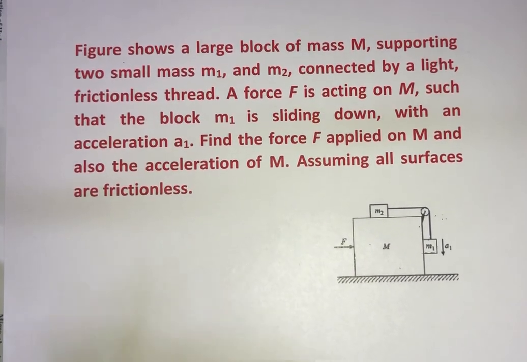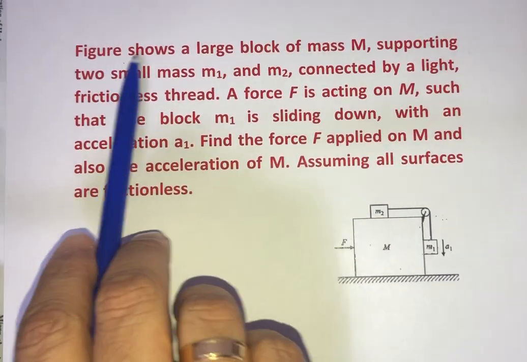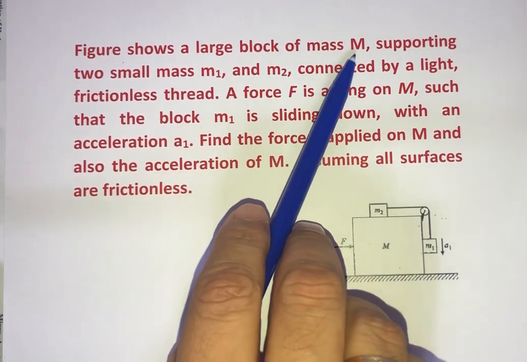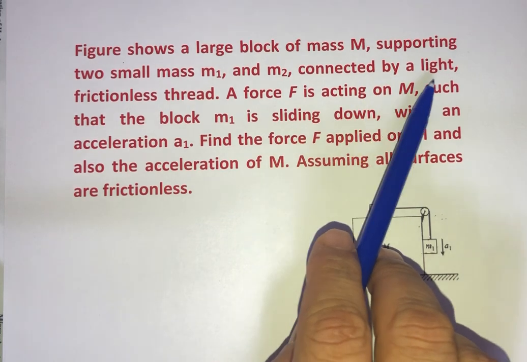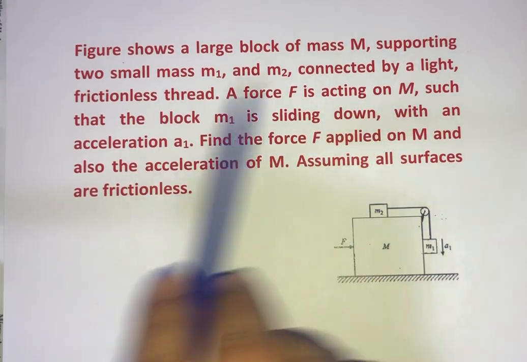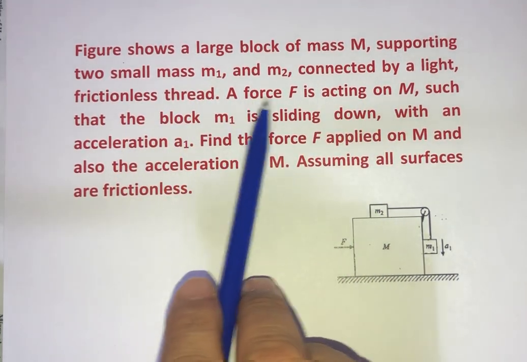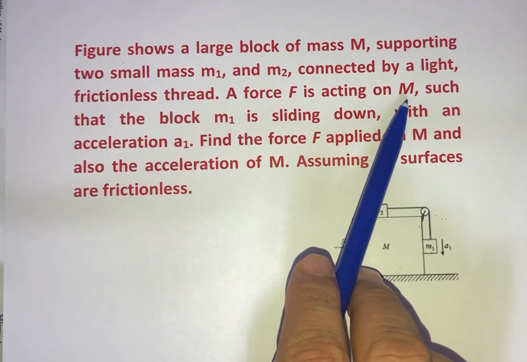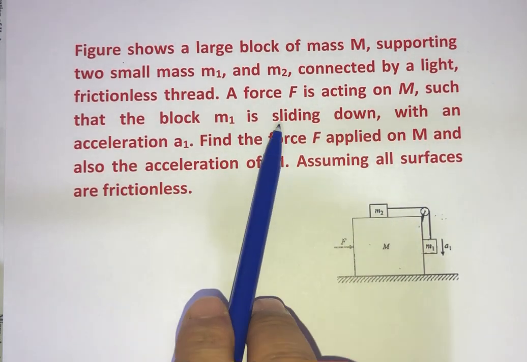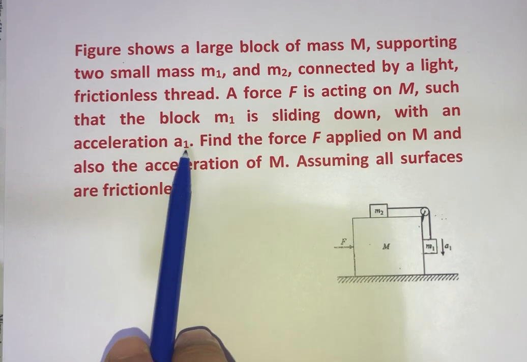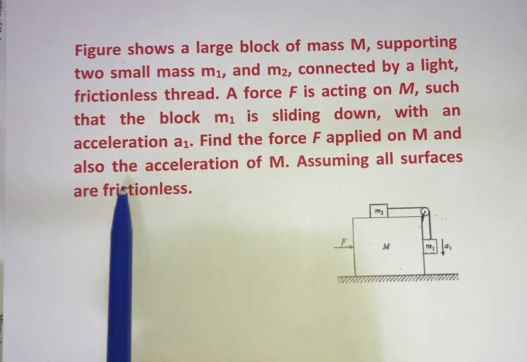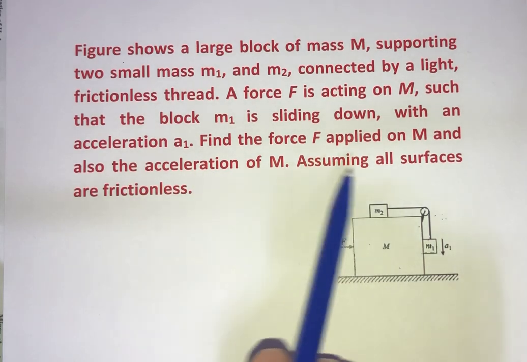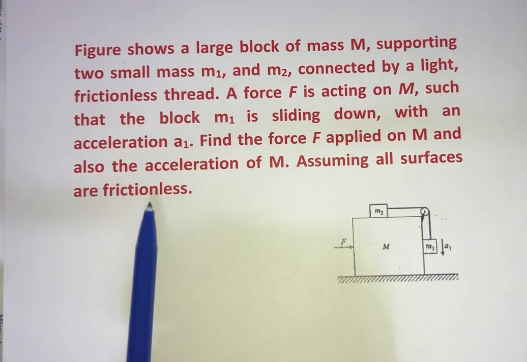Hello friends. So in today's question, the figure shows a large block of mass m supporting two small masses m1 and m2 connected by a light frictionless thread. A force F is acting on m such that block m1 is sliding down with an acceleration of a1. Find the force F applied on m and also the acceleration of m, assuming all surfaces to be frictionless.